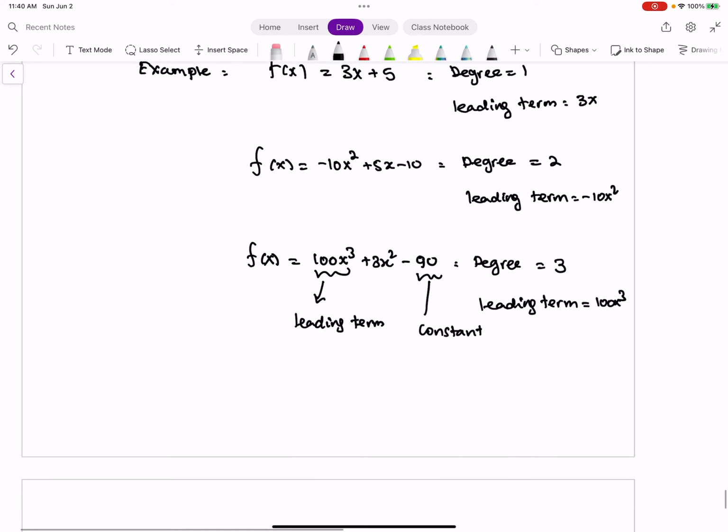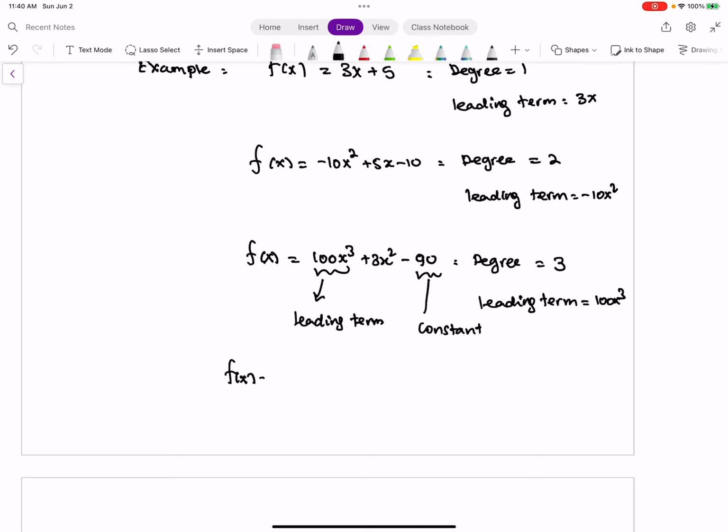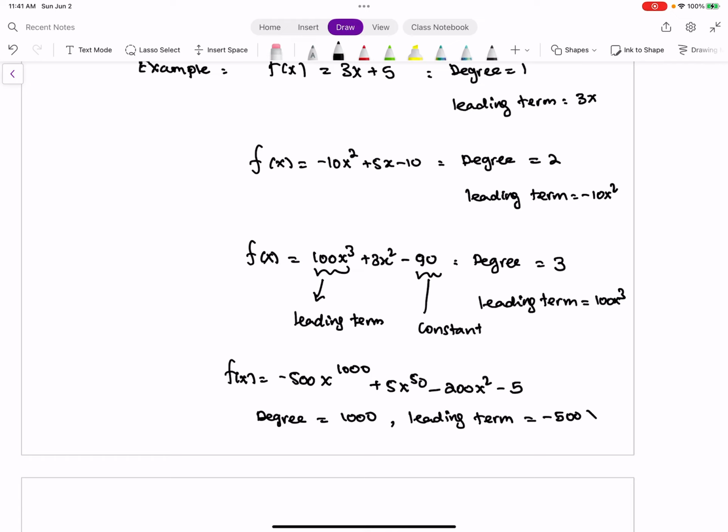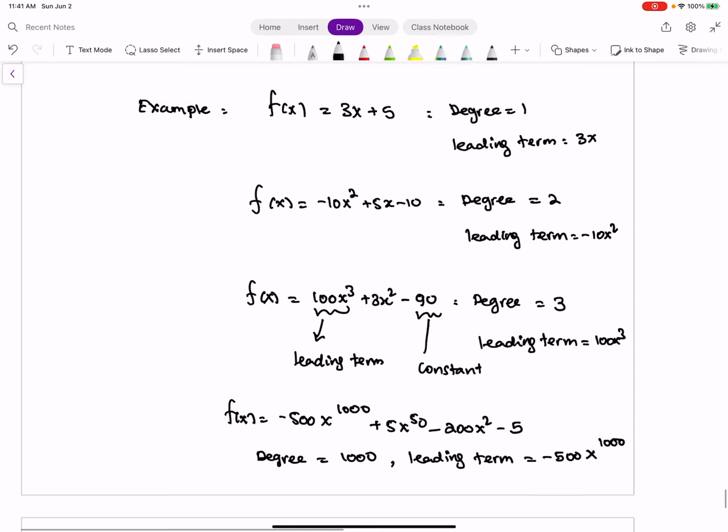So a polynomial can be of any degree. For example, if you are given minus 500x to the 1000 plus 5x to the 50 minus 200x squared minus 5, now you can look at this one. The degree of this polynomial is 1000, and the leading term of the polynomial is minus 500x to the 1000, right? So these are the general definitions of a polynomial.